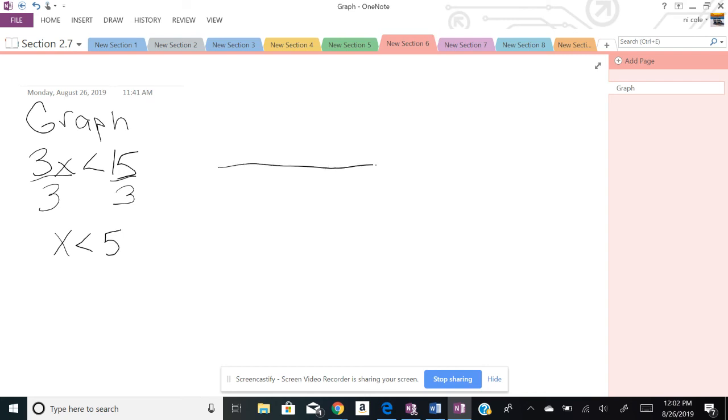And then I'm going to come in. Here's my 0, 1, 2, 3, 4, 5. That tells me it is open. Okay, and x is less than 5, so I'm going that way, and it's going to be a nice dark line that way.